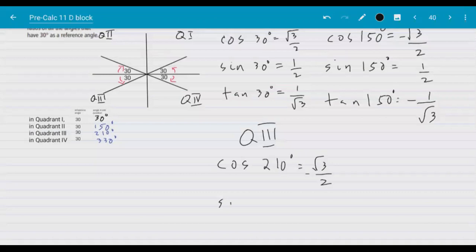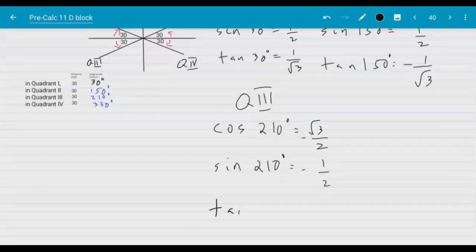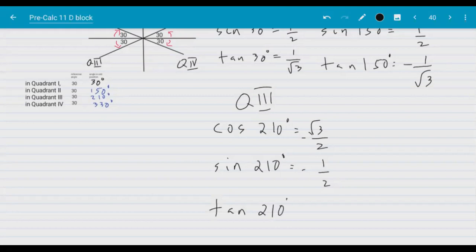What about the sine of 210 degrees? The sine of 210 degrees would be the same as this one, 1 half. But we ask ourselves, is it positive or negative? And the sine in quadrant 3 is negative, all right? While the tangent of 210 degrees would be the same as this one, all right? Except that we ask ourselves, is it positive or negative? And in quadrant 3, only the tangent is positive, according to the CAST rule, okay?